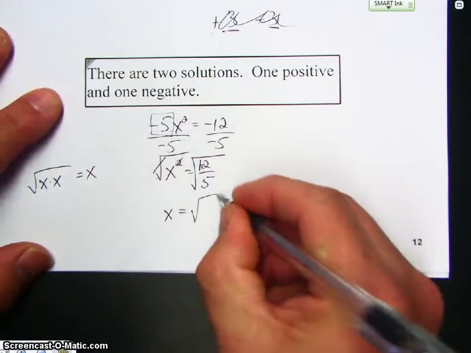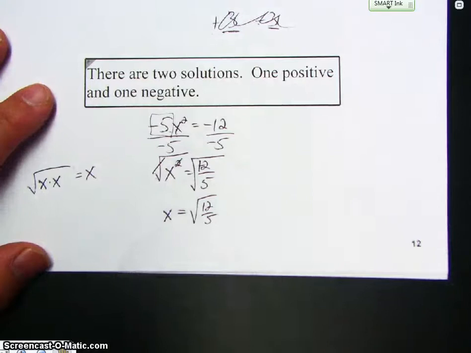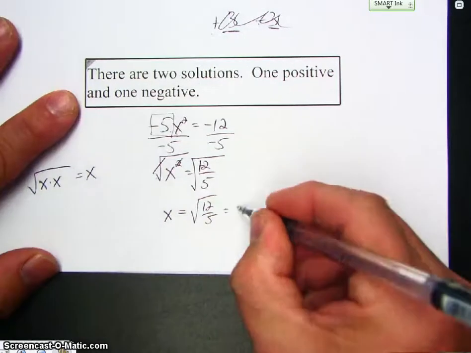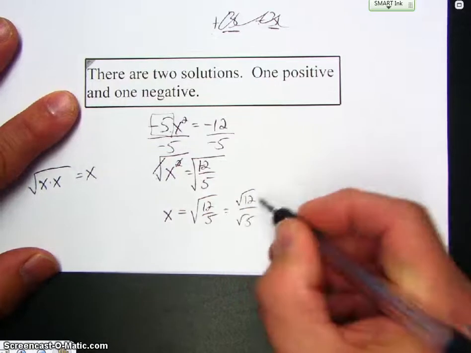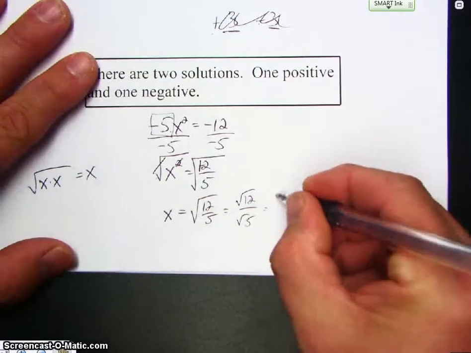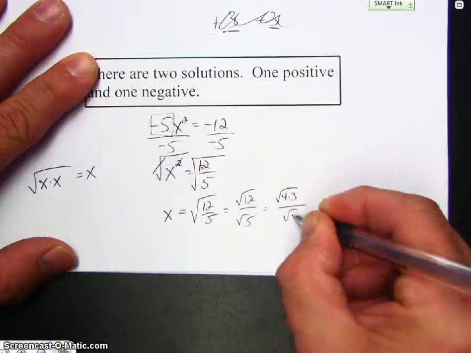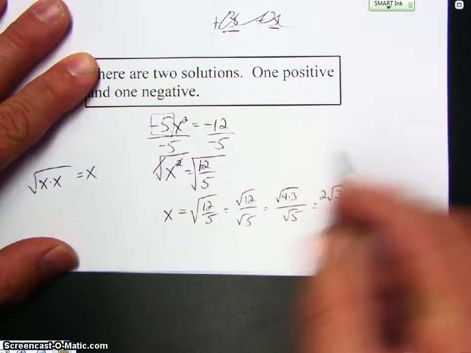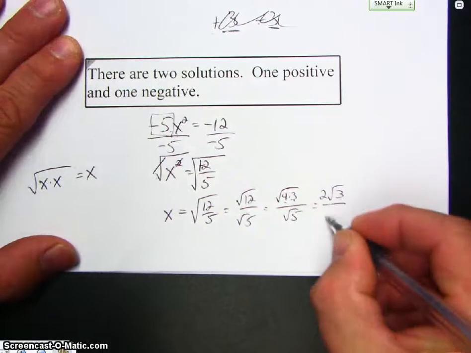So I got x equals the square root of 12 over 5. Now we have to simplify. That's what the previous videos were on, simplifying. So here, I pull apart the radical 12 over radical 5. Radical 12 I can rewrite as the square root of 4 times 3. So that becomes 2 radical 3, because the square root of 4 is 2. 3 you can't simplify, so you keep it inside, over radical 5.